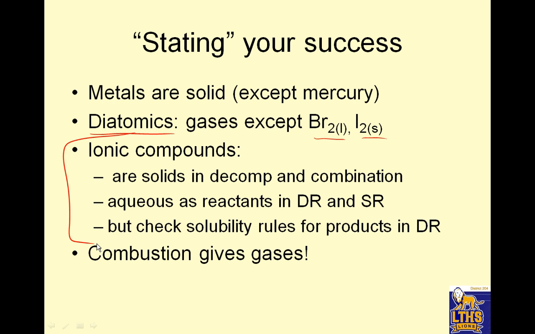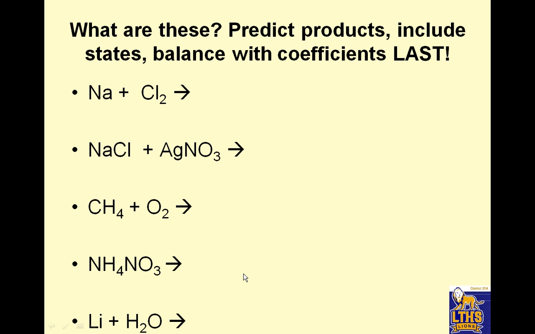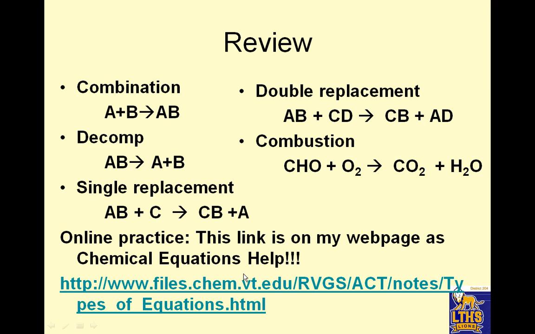Now, remember this for ionic compounds. Ionic compounds are solids when they're decomposing and when they're combining. They're aqueous when they're reactants in double and single replacement. But you need to check the solubility rules for products in double replacement. And then combustion gives gases. Woohoo! All right. Hey, what are these? Predict products, include states, and balance with coefficients. We're going to do these in class, so write them down. It'll make your life easier when we get to class.